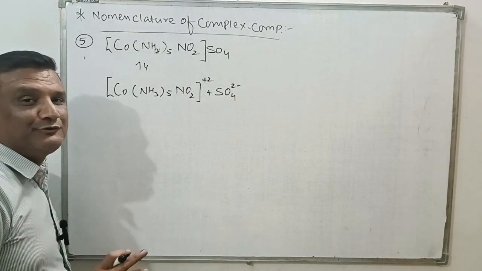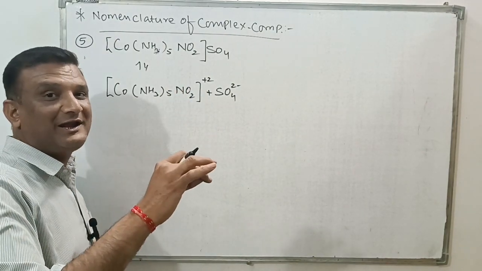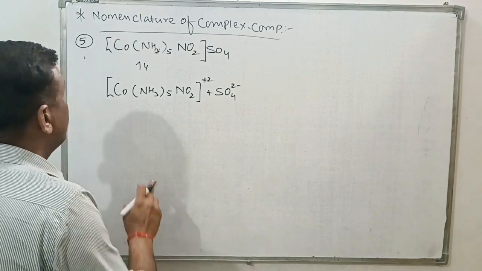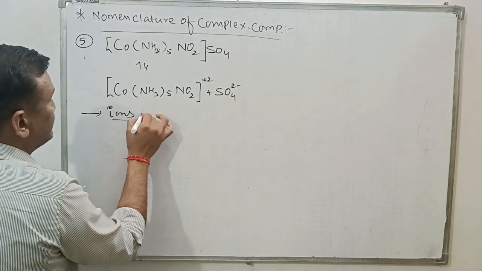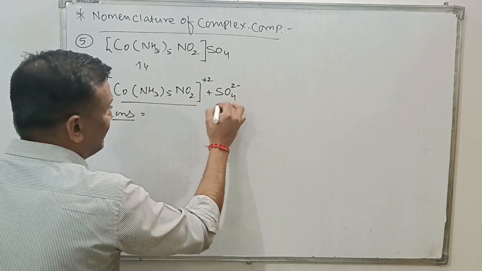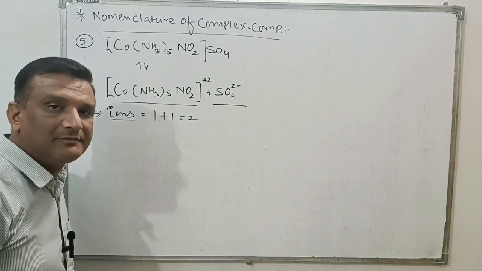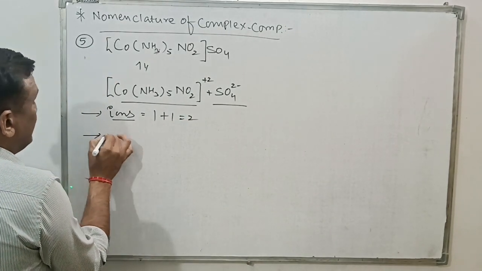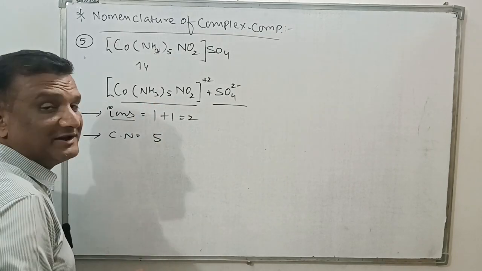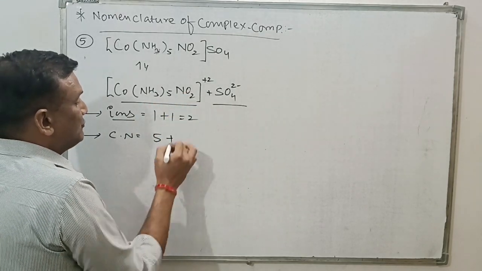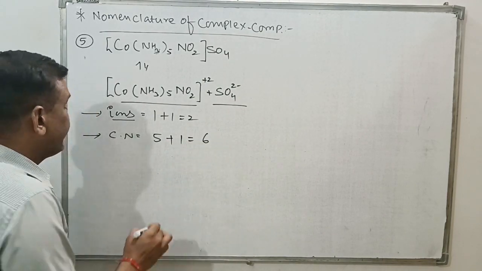Now, the suffix 'ate' will not be used. We will follow yesterday's formulation. First of all, the number of ions: one complex ion and one counter ion, so 1 plus 1 is equal to 2. Further, the coordination number: NH3 is monodentate, total number 5; NO2 as a monodentate, total number 1. So the coordination number is 6.